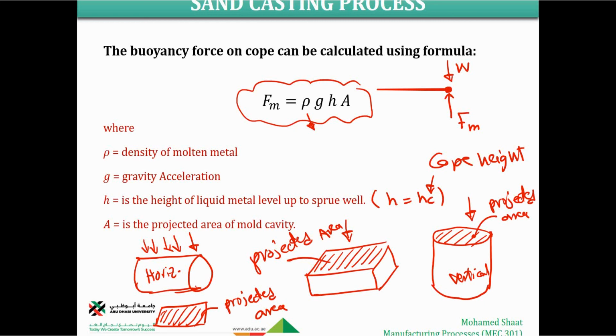But in case the buoyancy force Fm is bigger than the weight of the cube, this is the weight of the cube, then more weight is needed. Make sense? But in case the weight of the cube is bigger than the buoyancy force, no more weight is needed. So how can we calculate the additional weight? Definitely it will be the difference between the buoyancy force that is already there and the weight of the cube.